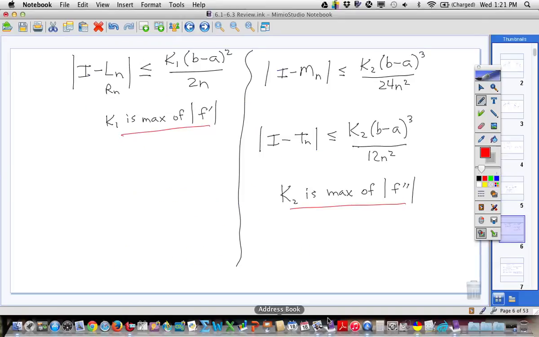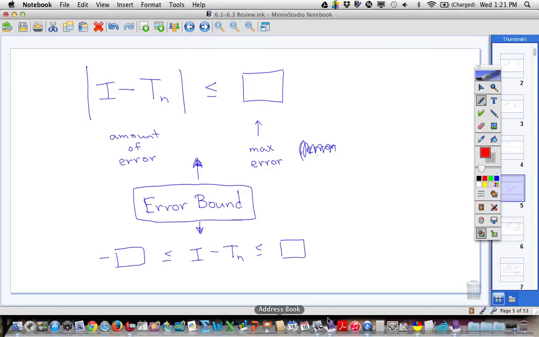Sometimes it says find the error bound. Use the formula to find the error bound. Well, that's what this is, the error bound, right? So I don't really care if you write this side of it. I really just want this, right? The max error is really what I'm after.